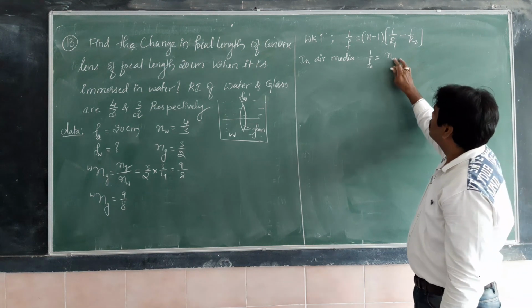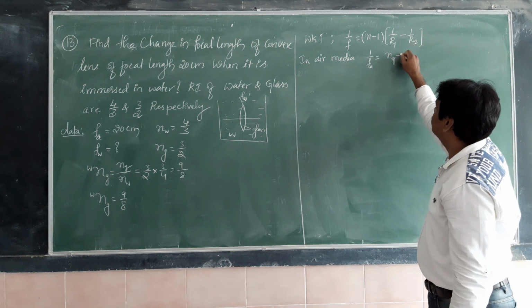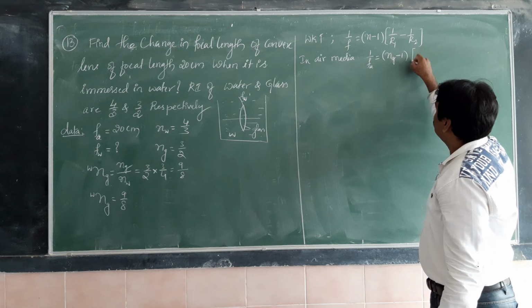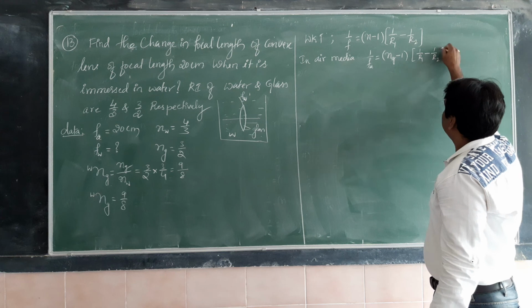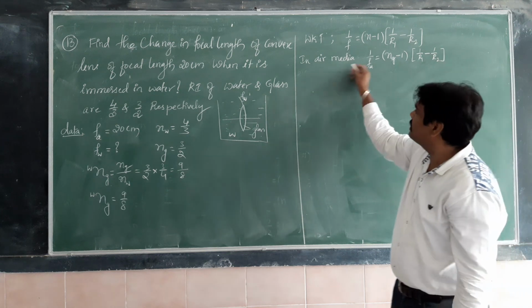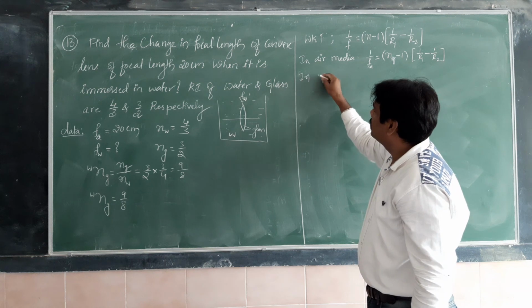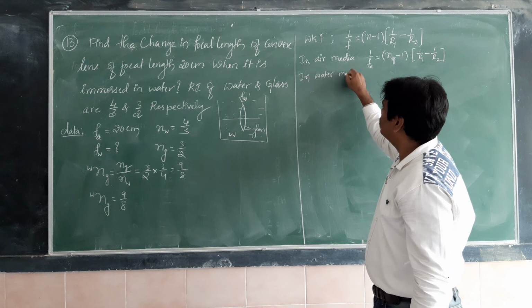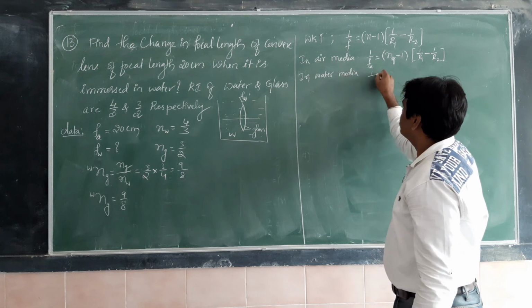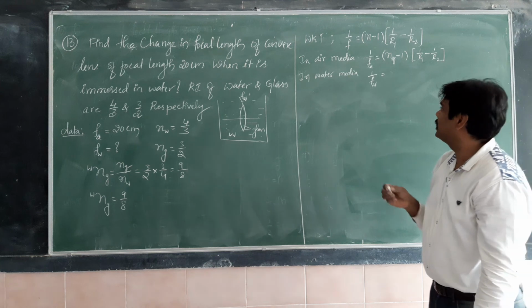Refractive index of glass, because the surrounding medium is air, is (n minus 1) into (1 by R1 minus 1 by R2). This is the formula when the lens is placed in air medium. Suppose the lens is placed in water medium, then the reciprocal of the focal length of the lens in water medium, Fw, we will consider.